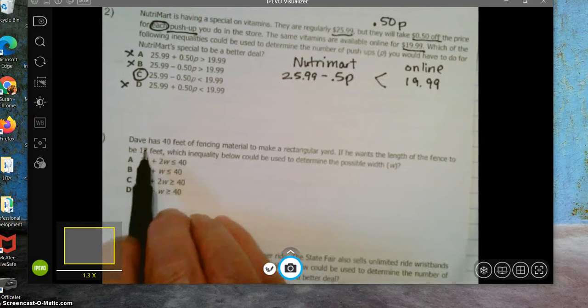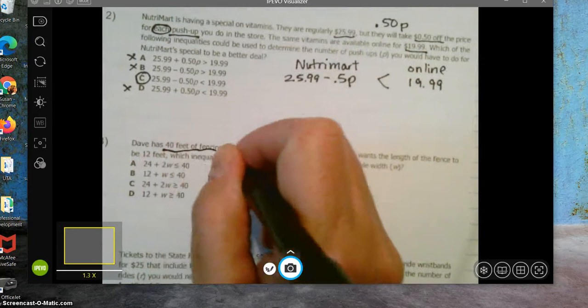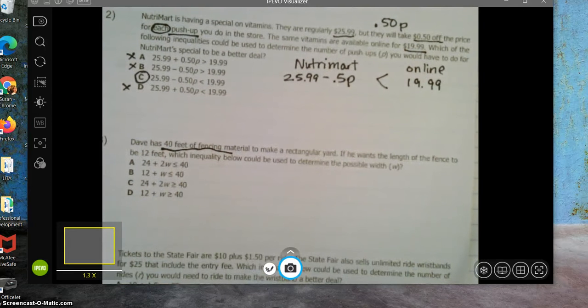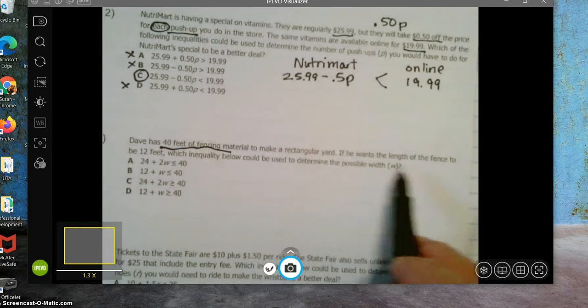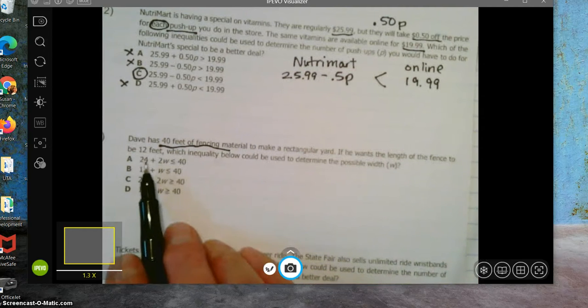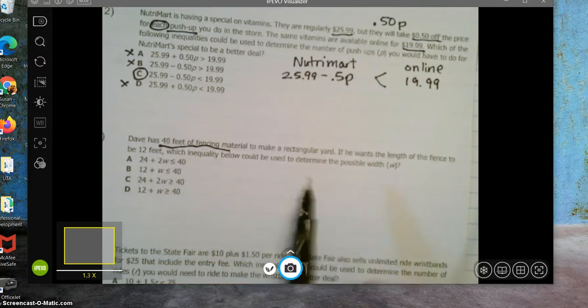So we have fencing, right? And what we think, fencing goes where? Well, it goes around a yard, okay? So fencing is like the perimeter of something, okay? He wants the length of the fence to be 12 feet, which inequality below could be used to determine the possible width.